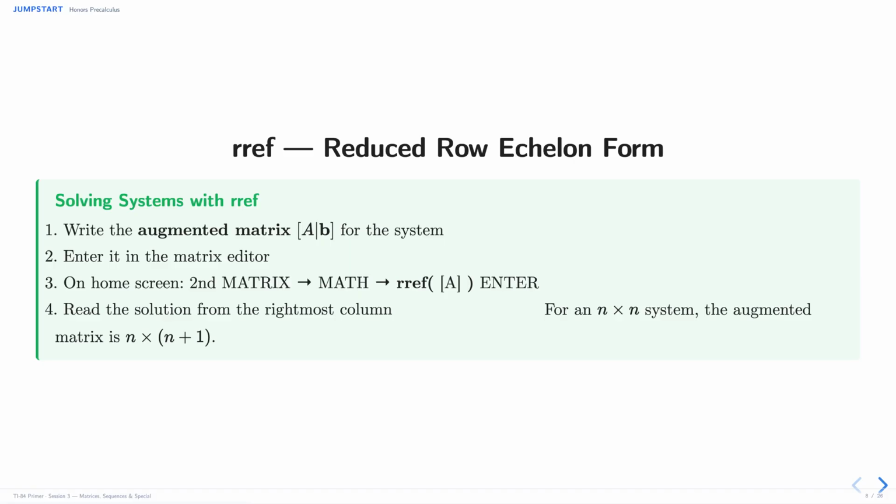Now, let's explore reduced row echelon form, or rref, which is a powerful tool for solving systems of equations. First, write the augmented matrix for your system. Enter it in the matrix editor. Then, on the home screen, access the Math tab and select rref, followed by your matrix. The solution will be found in the rightmost column of the reduced matrix. This method works for systems of various sizes.